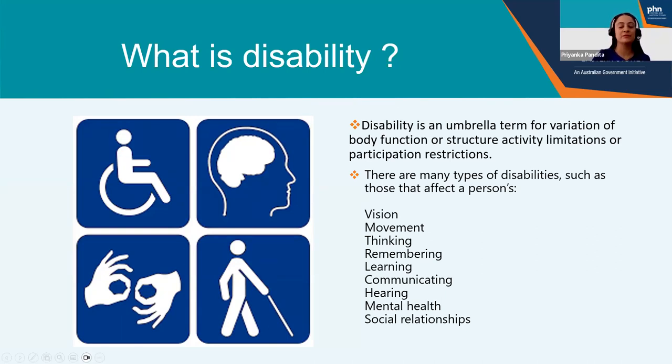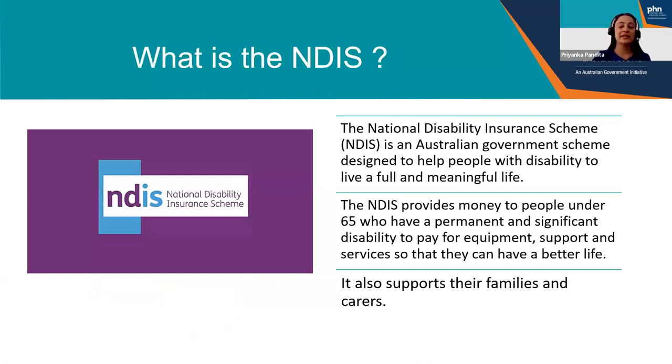But people with disability want to live the same lives as everyone else, and that is where the NDIS comes in. NDIS is the National Disability Insurance Scheme. It's an Australian government scheme designed to help people with disability to live a full and meaningful life. NDIS provides support to people under the age of 65 who have a permanent and significant disability. It also supports their families and carers.